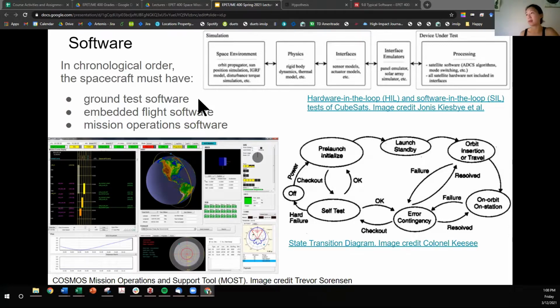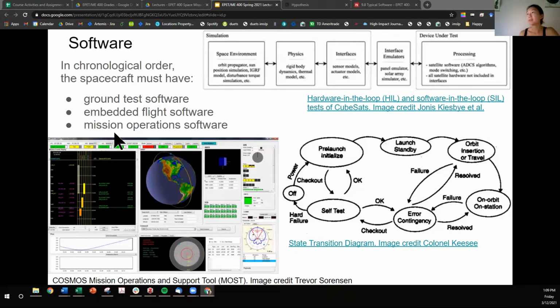Now we can move on to the embedded flight software. The embedded flight software is what actually flies, and it is as minimal as possible the software set that covers the critical functions and fault tolerance of the satellite's logic. On the right, you'll see a state transition diagram that has samples of different modes and different coded states and transitions between those modes. All of this logic is either autonomously transitioned or manually transitioned by mission operators.